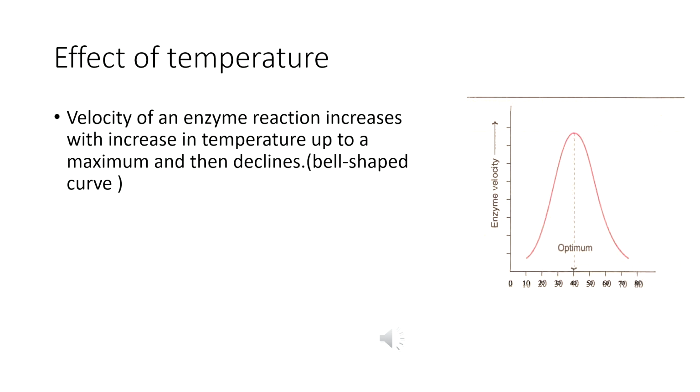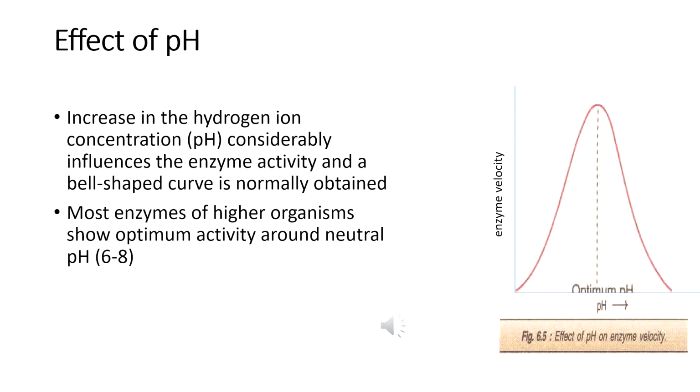Next is the effect of temperature. The velocity of an enzyme reaction increases with the increase in temperature up to a maximum and then declines. So we will get a bell-shaped curve for the graph. Next is the effect of pH. An increase in the hydrogen ion concentration considerably influences the enzyme activity, and a bell-shaped curve is normally obtained. Most of the enzymes of higher organisms show optimum activity around neutral pH, that is 6 to 8.